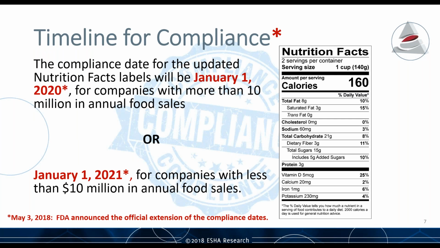A quick FDA regulatory update. On May 3rd, the FDA announced the official extension of the compliance dates. Final compliance dates for the 2016 formatted U.S. label and revised RACC rules are January 1st, 2020 for companies with $10 million or more in annual food sales, and January 1st, 2021 for companies with less than $10 million in annual food sales. And you can find archived ESHA webinars that speak to specific 2016 labeling topics and how to transition to the 2016 labels with Genesis.